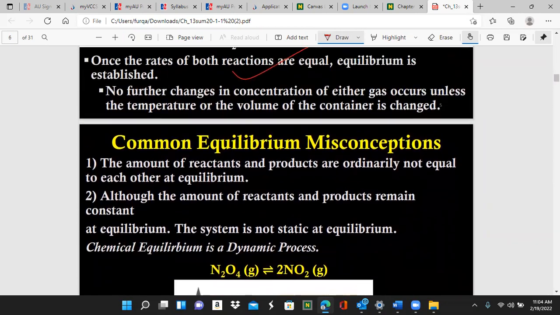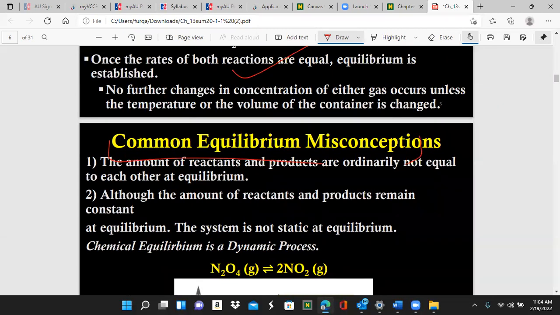Common equilibrium misconception, as I have already explained: never say that the system is static. The system is not static. It is at equilibrium, and that means it's not halted. It's not a stop. It's synchronous. It's happening in that synchronicity that the concentrations are not changing.